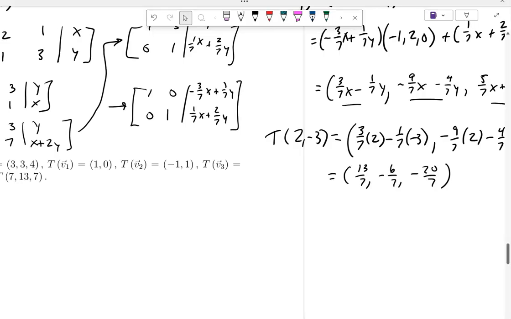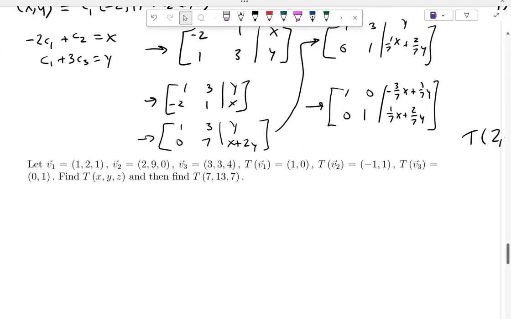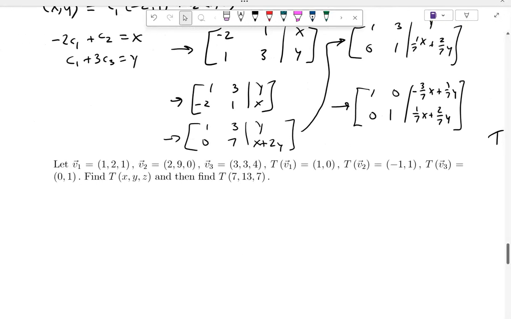Let's see if we can do the next one. In this case, let's not worry about finding the rule because that takes us a little bit longer since we had to row reduce. Let's just worry about this one so we can actually use our calculator. Make it a little bit faster.